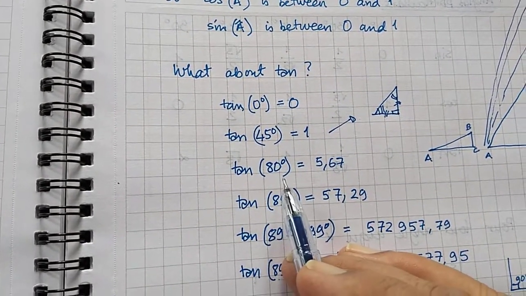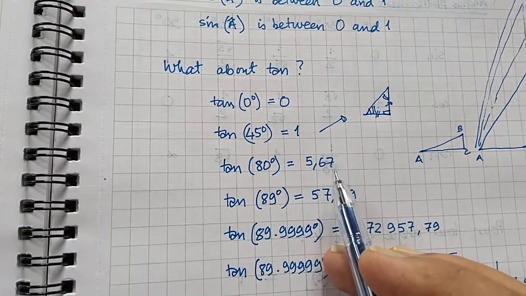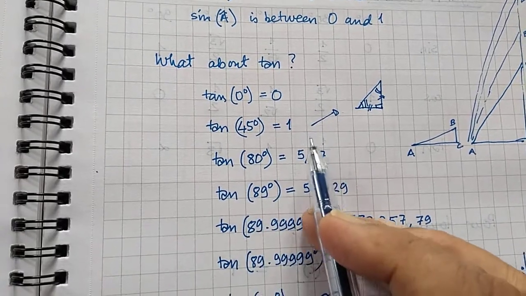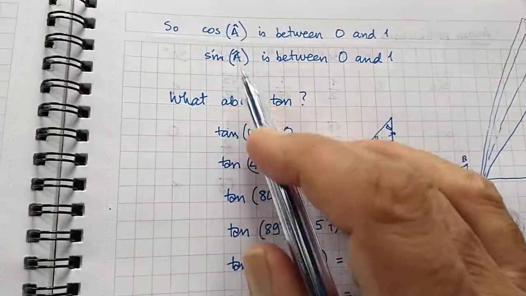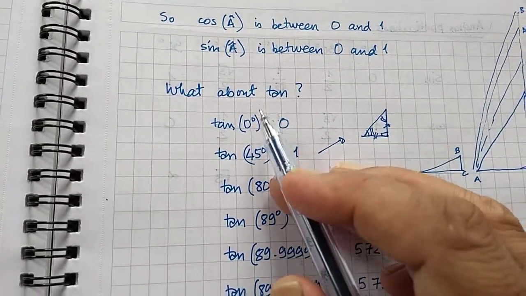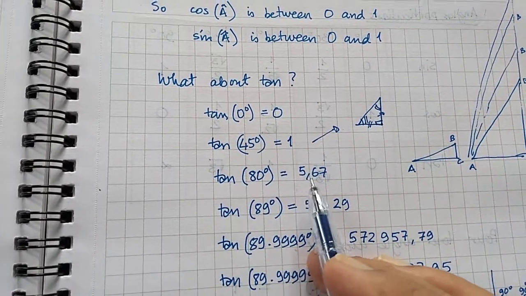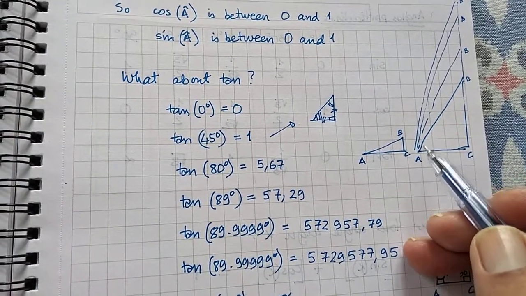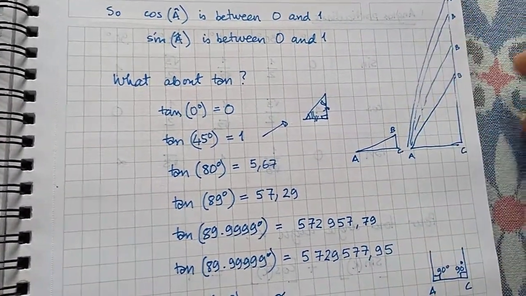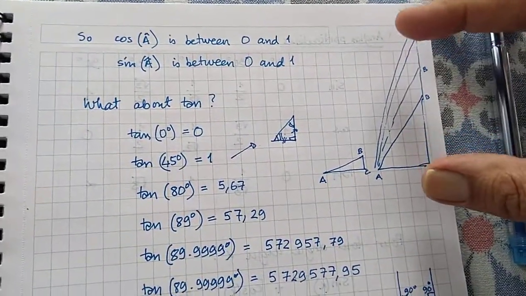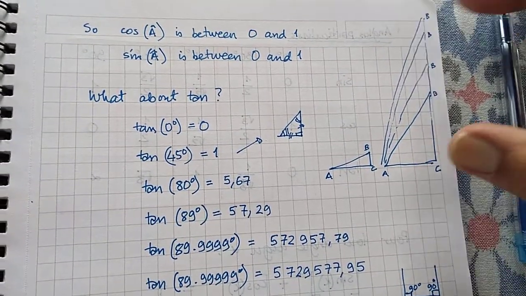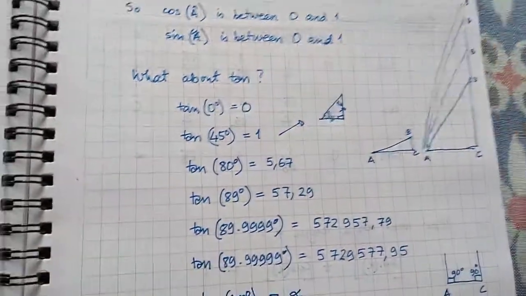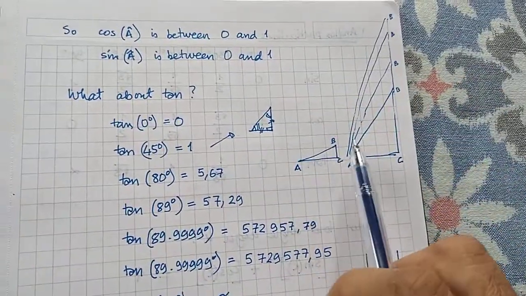Tan of 80, I plugged this into the calculator and I got 5.67. So you already see when I do tan of 80, I am exceeding 1 here, whereas sine and cos are always between 0 and 1. But tan has already become 5 when I take 80 degrees. 80 degrees is quite big. So this means that this height here is 5.6 times this. That will be if I do 80 degrees. Here in my drawing it is not 80 degrees.